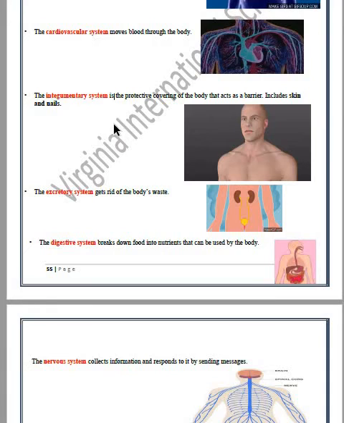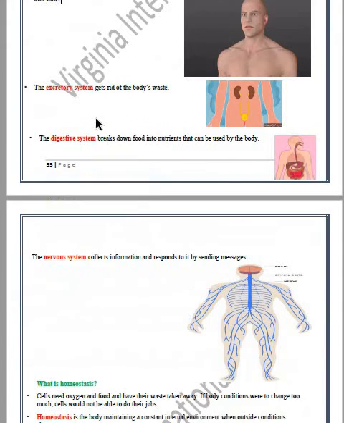When you get a new mobile, you will also get a cover, right? So the cover is used for protection. So our cover that protects us is the integumentary system, which is the system of skin and nails.